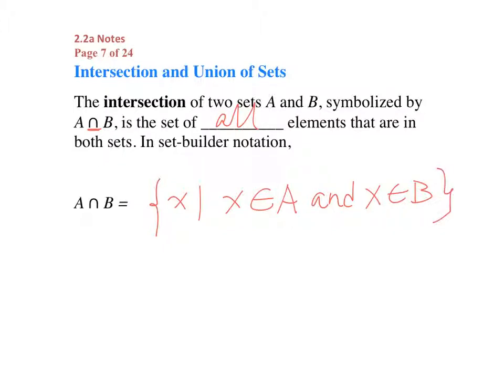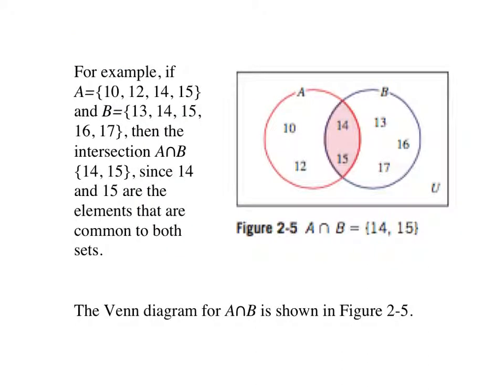So again, A ∩ B is the set with all the elements X such that X belongs to A and X has to belong to B at the same time. So take this for example. We have a set A that has 10, 12, 14, and 15, which is this red circle.